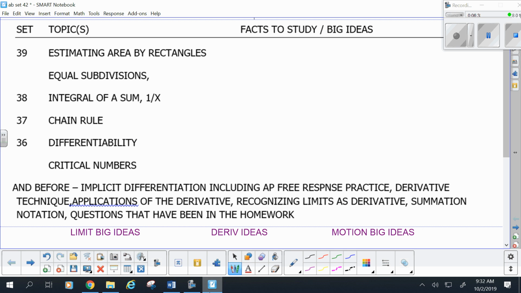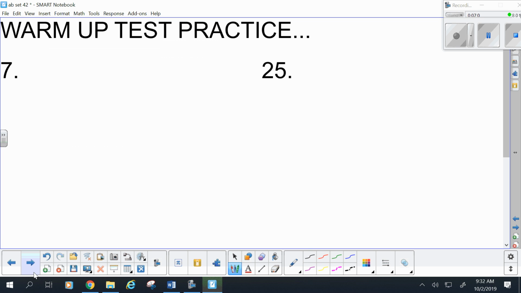Okay, so the test tomorrow will be equal subdivisions, left, right, and midpoint, and you need to be able to work with either an equation or a table. Okay, do you feel confident on that, or would you like to do a warm-up to practice that? All right, so then let's pause here real quick and go to number 7.